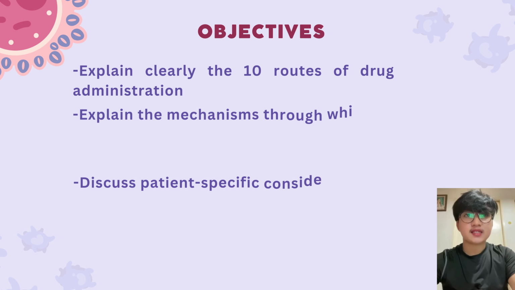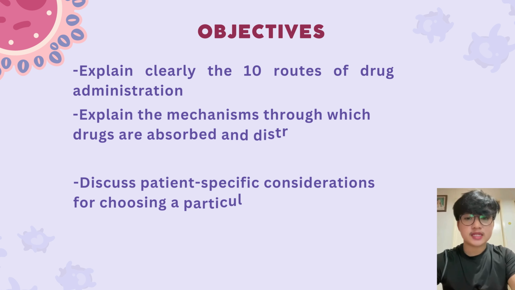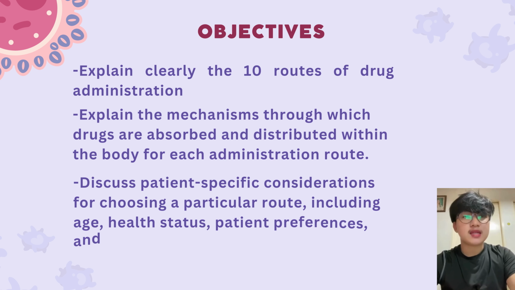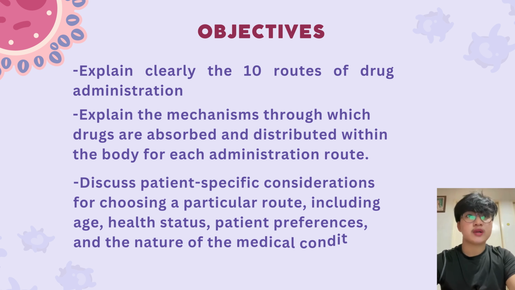Objectives. Explain clearly the 10 routes of drug administration. Second, explain the mechanism through which drugs are absorbed and distributed within the body for each administration route. Lastly, discuss the patient-specific considerations for choosing a particular route, including age, health status, patient preferences, and the nature of the medical condition.